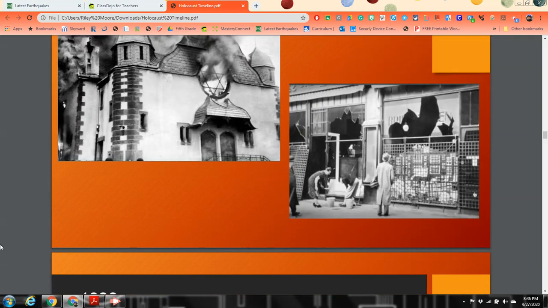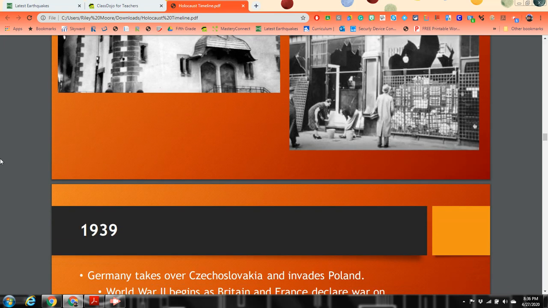So here's some images of Kristallnacht. This is a synagogue that was burned. And you have businesses where the front of the stores are, the glass is broken, things are destroyed. They would do this and throw torches and burn all these businesses, which was a terrible thing. And this was only the beginning.